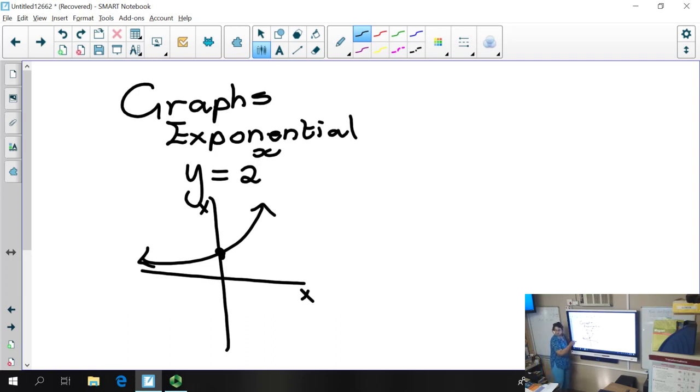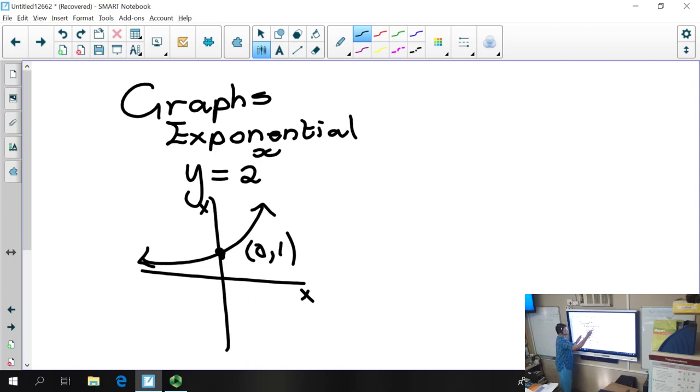Yeah, you're right. So if I put a 0 in here, then it will be the point (0, 1), because anything to the power of 0 is 1. Okay, so that's the basic exponential graph, and it's good to know how the basic shape is going to look.